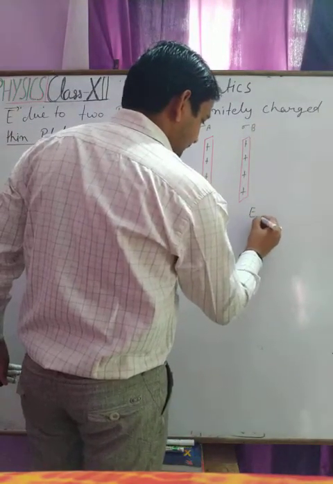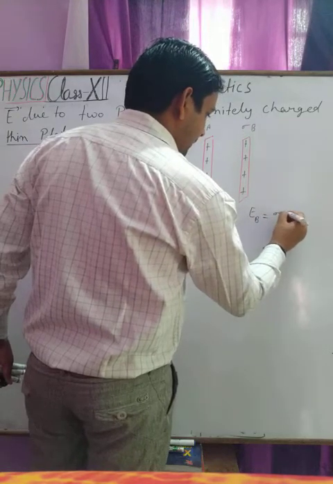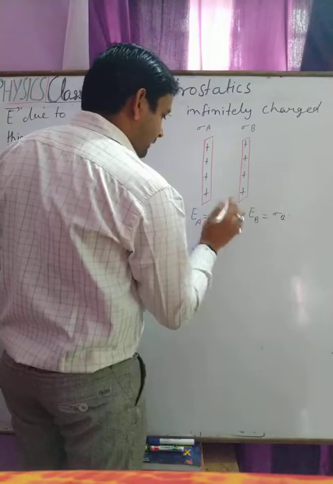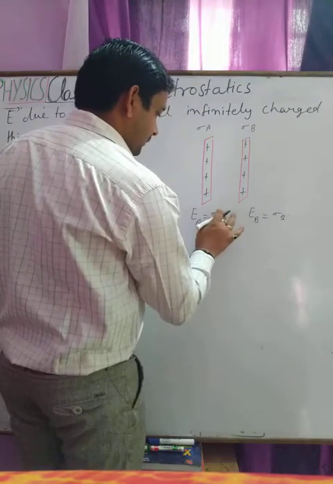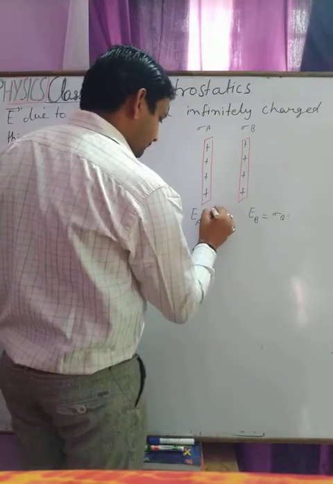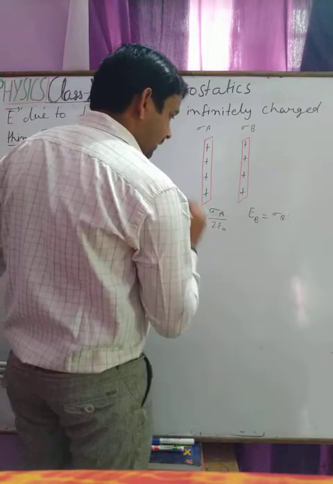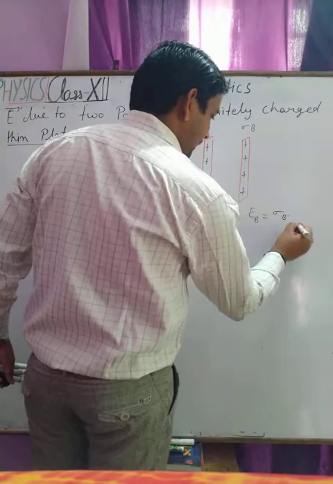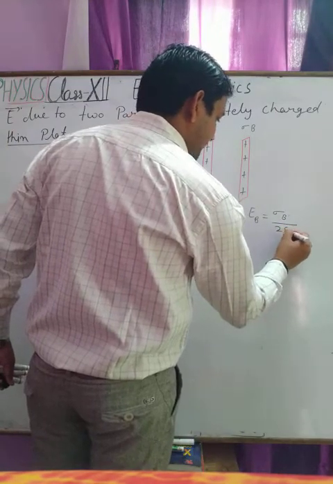B is sigma B. And this is sigma B upon 2 epsilon naught. It is clear.